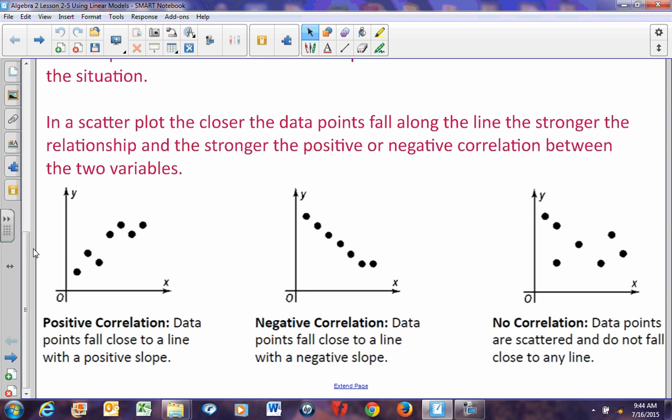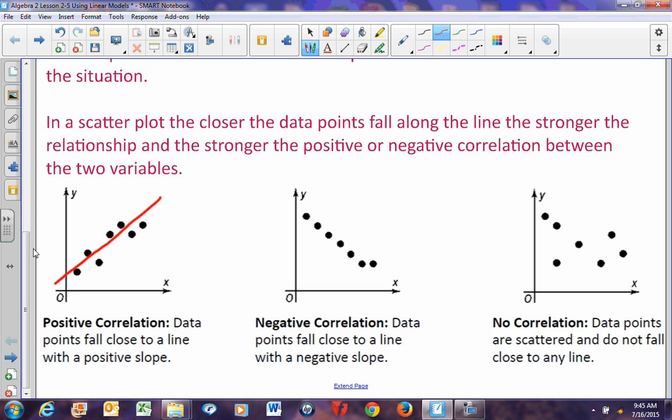In this first example here, you see that this is a positive correlation. The data points fall close to a line with a positive slope. And if I was to draw a trend line in there just by hand, my trend line would be similar to this, because you want to get as many points as you can on the line with as many points above the line and below the line as possible.